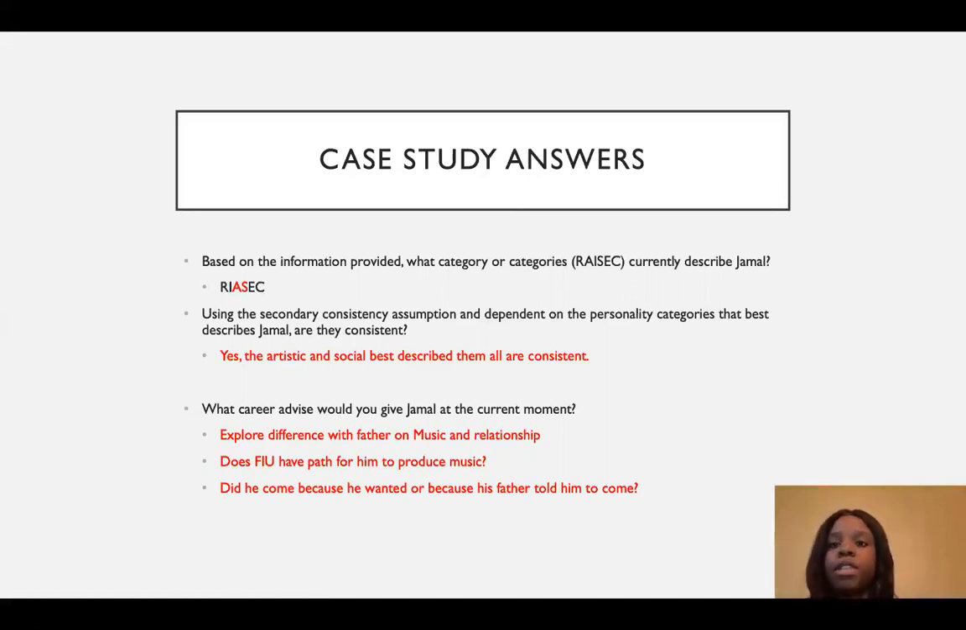And lastly, the third question was, what career advice would you give Jamal at the current moment? Some career advice that you can give Jamal is for him to explore the difference that he has with his father regarding music and their relationship. Another piece of advice that you can give Jamal is, does FIU have the correct path for him to produce music? And you can also ask Jamal, did he come to the Career Center because he wanted to or because his father wanted him to come?